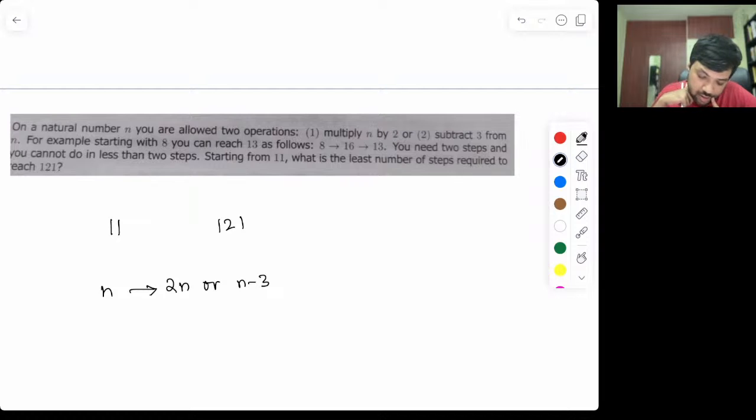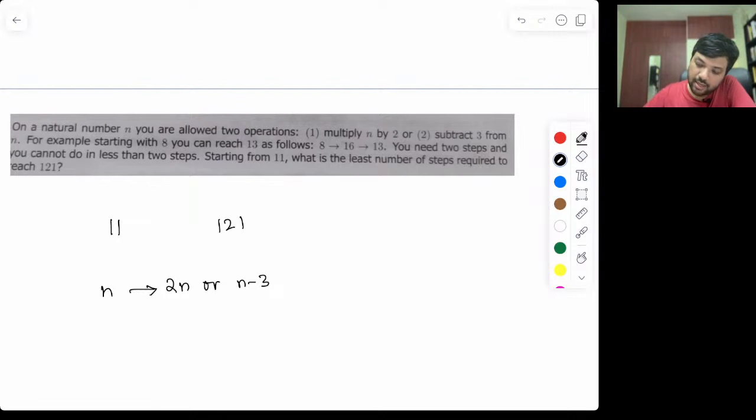Let me think. Obviously we can try to keep doubling. The basic strategy is, because doubling grows exponentially whereas subtracting 3 goes linearly and you can only go down from it, the first thing anyone will try, although that might fail, is to keep doubling until you reach close to what you want, and then start subtracting and hope you can reach it. That's the plan.